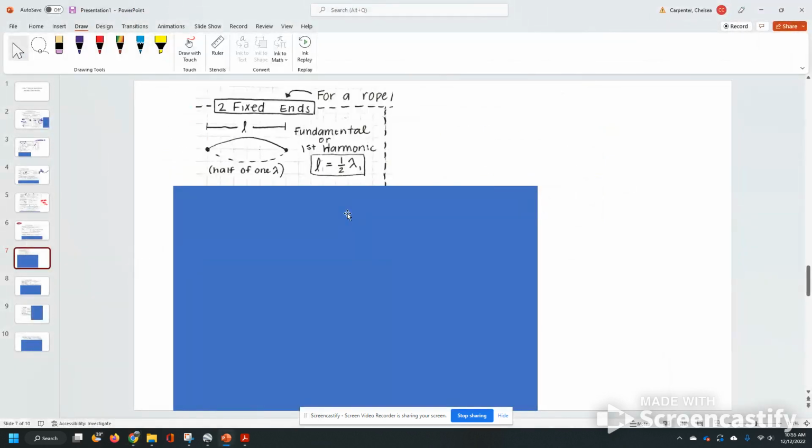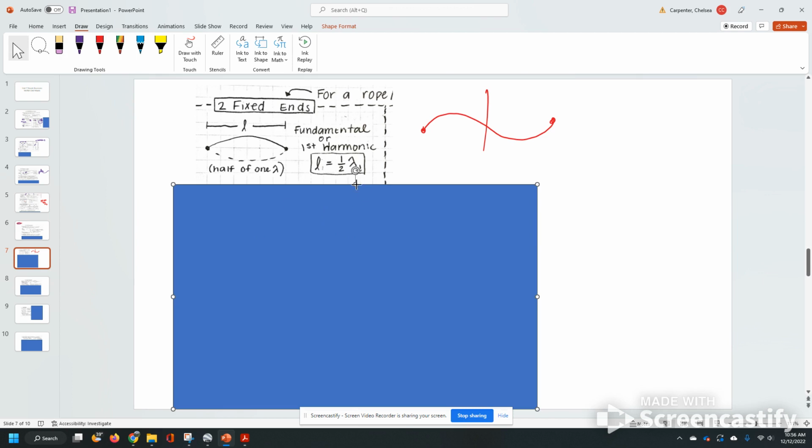All right, so for a rope that has 2 fixed ends, the fundamental frequency is going to be half of a wavelength. So a full wavelength would look something like that. So you've got essentially one full period. So if we cut that in half, that is half of a wavelength. So the length of the string equals half of the wavelength. And it's got a 1 there. It's called the first harmonic or the fundamental frequency.